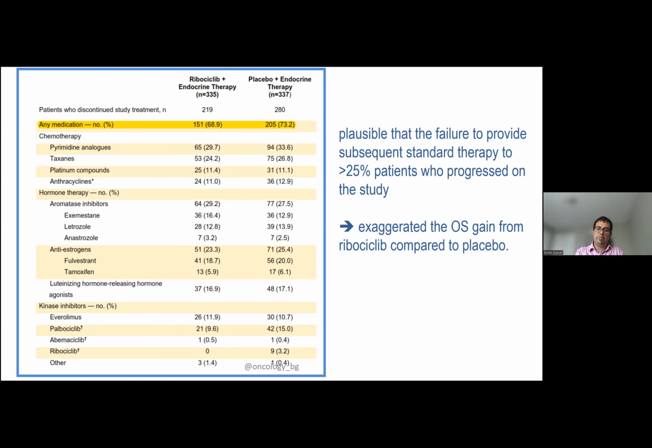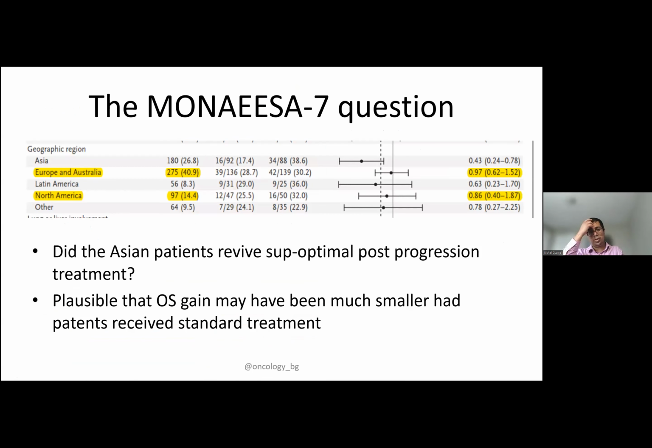So is it really the beneficial effect of ribociclib on overall survival, or is it because these patients are being deprived of any treatment in further lines? That's an important question to be asked. And especially if you look at the subgroup analysis, you see that most of the benefit is being derived from the Asia subgroup. Here, the hazard ratio is 0.3. If you look at Europe and Australia and North America, these two are actually touching the line of unity. That means their hazard ratio is not significant. It goes to more than 1.